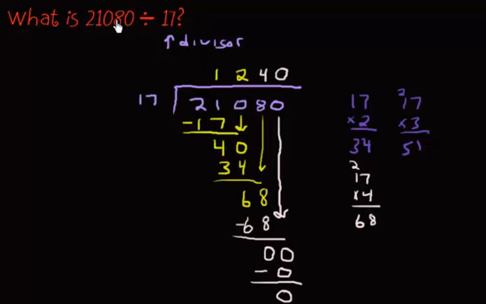Okay, and so then what is 21,080 divided by 17? It is 1,240. You can put this comma here if you want. It's not necessary, but there you go.